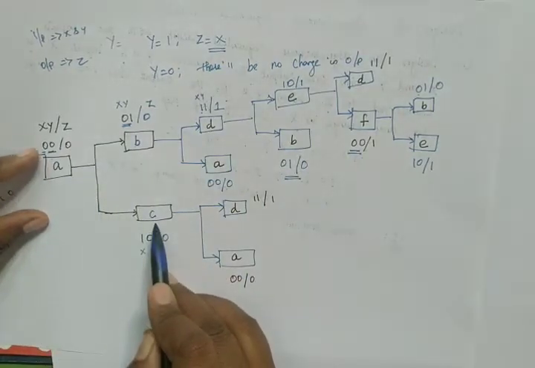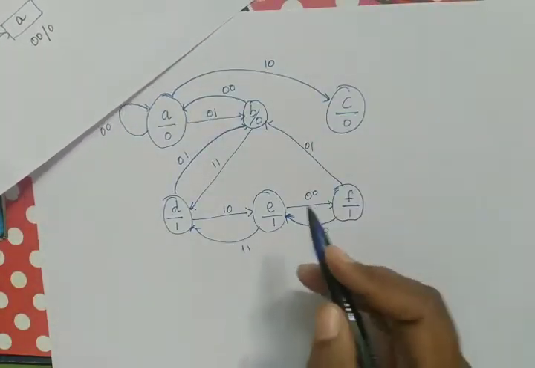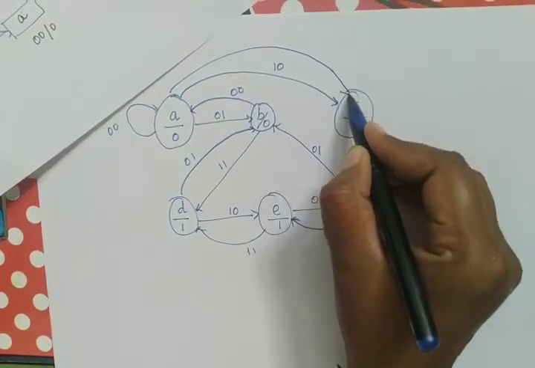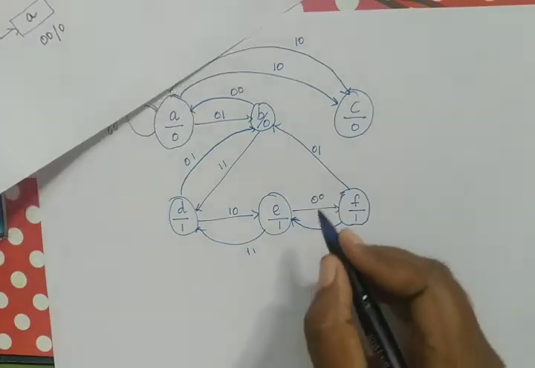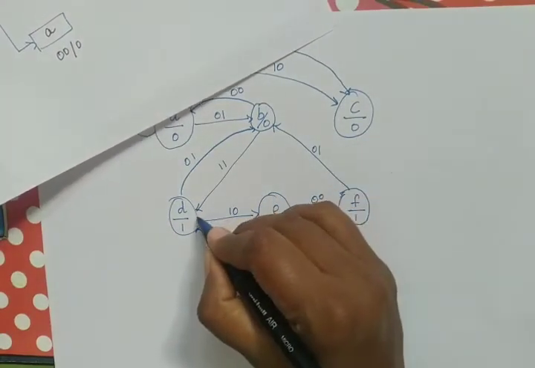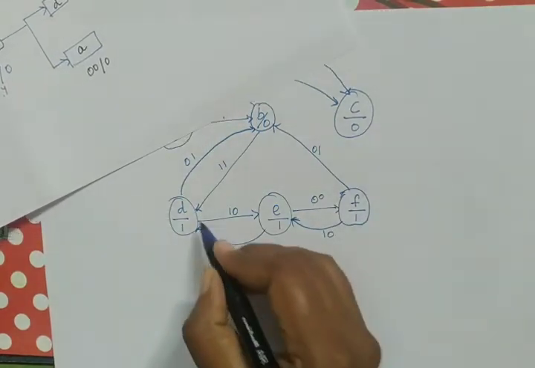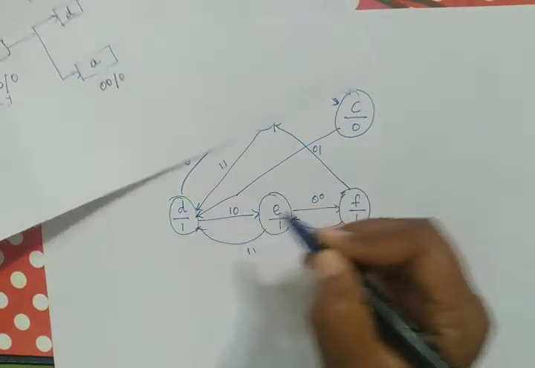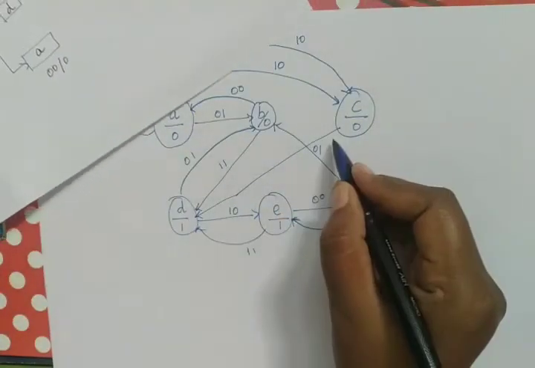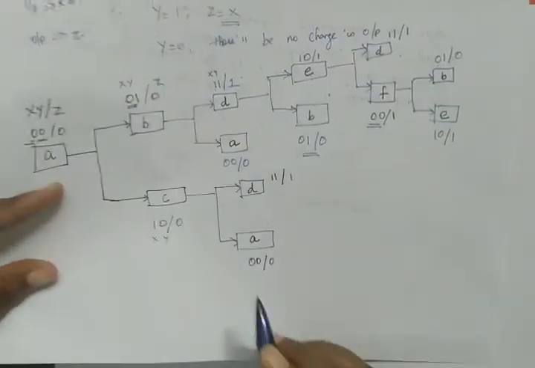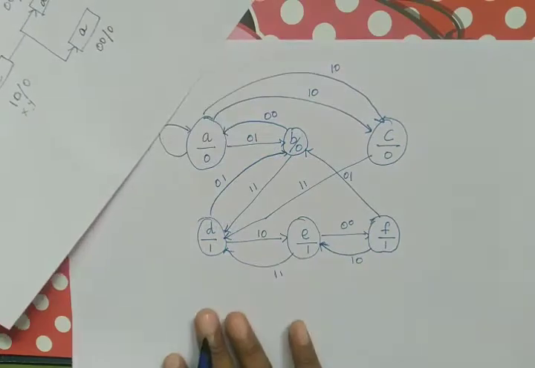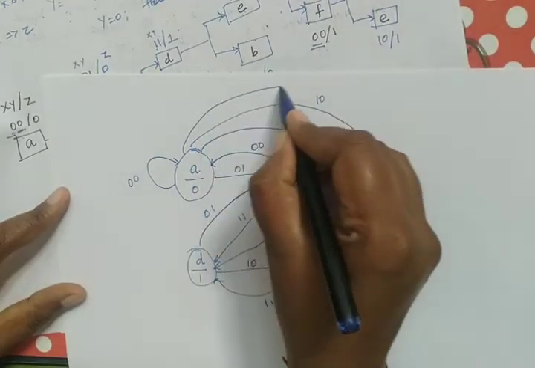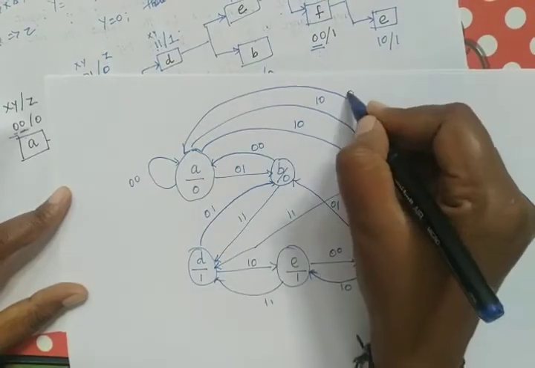A will go to C when it is 1 0. Then C will go to D. Either we can take it like this or we can draw the line like this. C will go to D when it is 1 1. Next, C will go to A when it is 0 0.